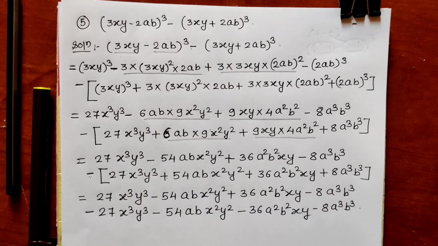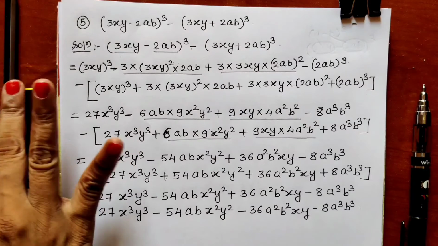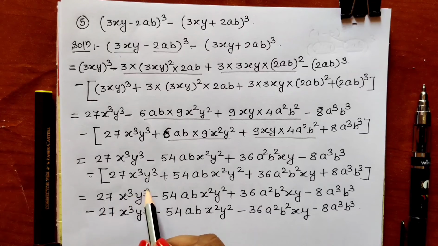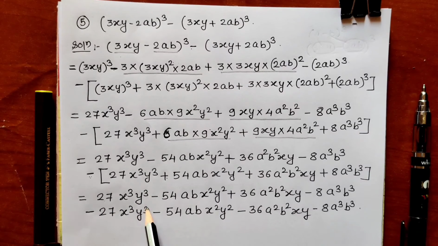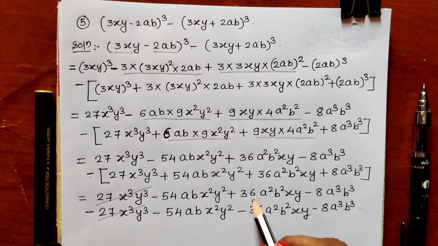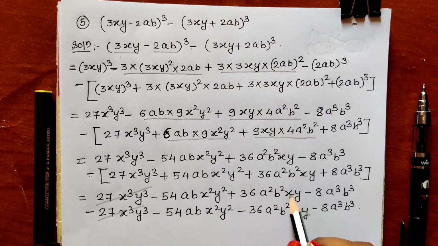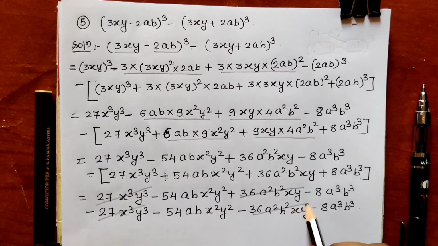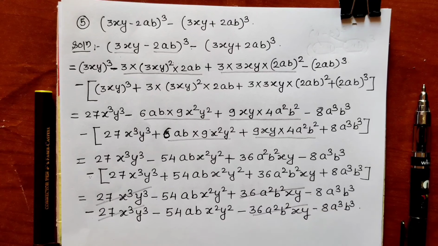Now what we will have to do, we will be cancelling similar terms with opposite sign. So similar terms with opposite sign, plus 27x cube y cube minus 27x cube y cube. Cut it. Then these two are having same sign, so we cannot cut. Plus 36a square b square xy and minus 36a square b square xy. So plus minus sign is there. Cut it. These two are having same sign, we cannot cut.